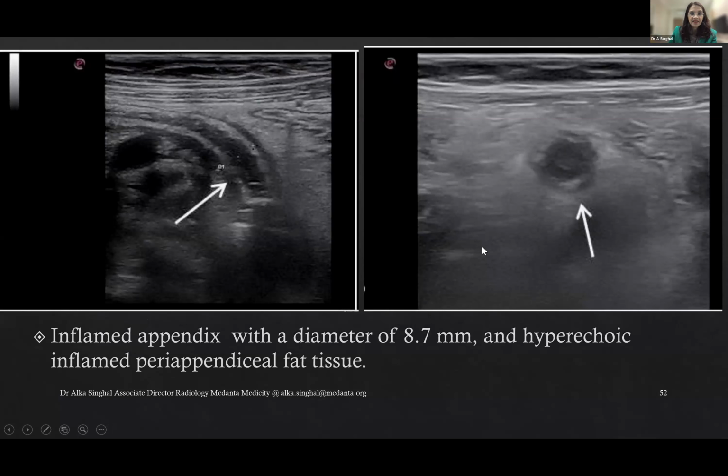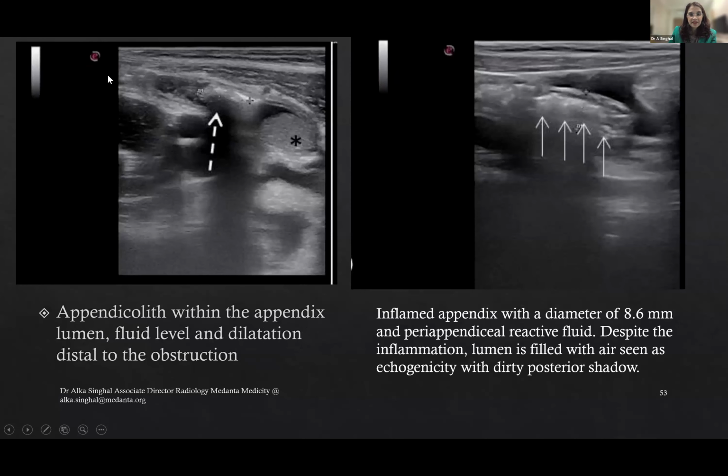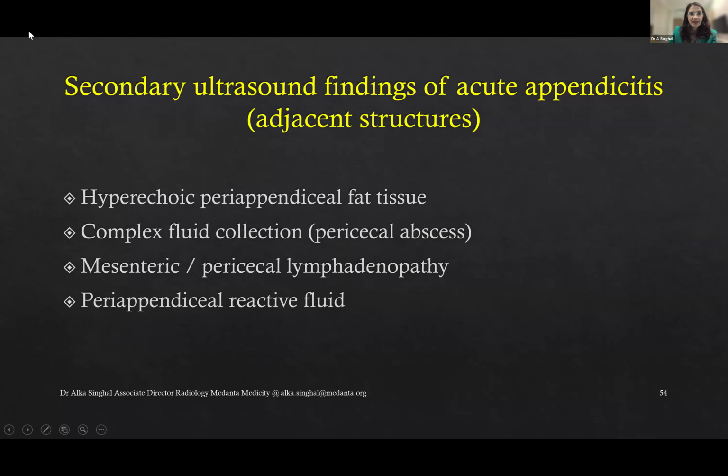So this is another important finding that you must give. Again, you have sludge and you have a calculus, and there's a dilatation distal to the obstruction. Again, echogenic shadowing calculi. So secondary signs are the hyperechoic periappendicular fat tissue, complex fluid collection, abscesses, and reactive fluid.